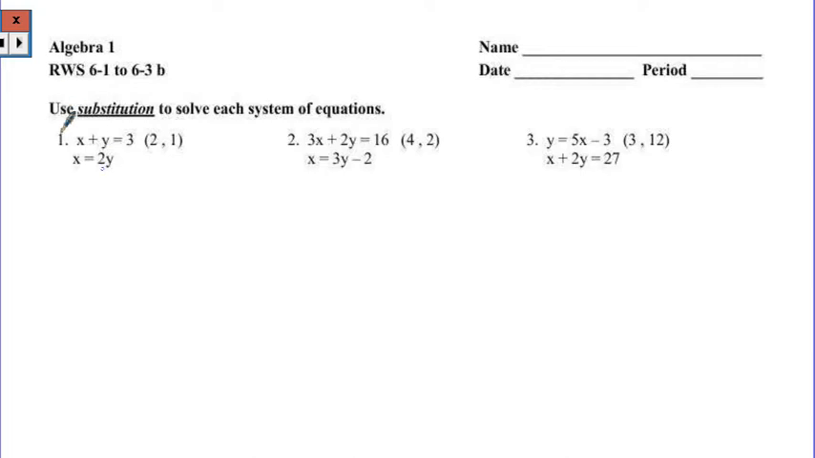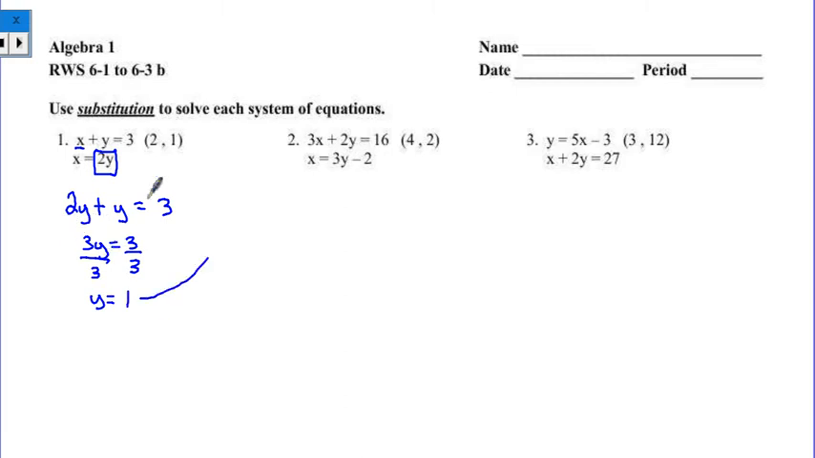So getting started, this is the first problem that needs to be done by substitution. This already says x equals. When it's already solved, you just put a box around it. You plug it in where the x is in this problem. So you're going to take that and replace the x with the 2y, and then write the rest of the equation. Plus y equals 3. Some people like to keep parentheses around it, but you do not have to if there's nothing in front of it. From there, 2y plus y would give you 3y equals 3, which when you divide both sides by 3, means that you end up with y equals 1.